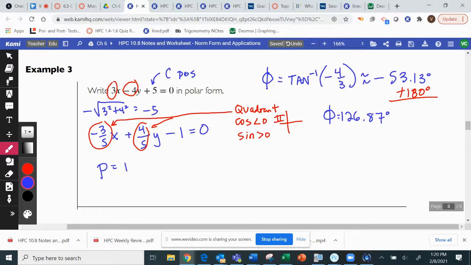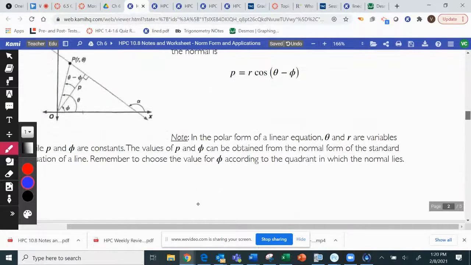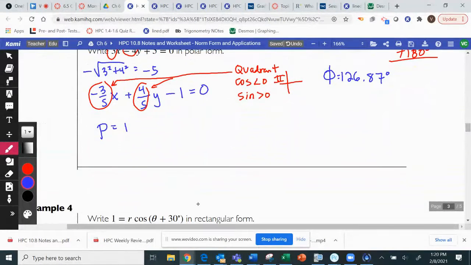So it was all the stuff we just did. Now we're just going to use this formula, which is P equals R cosine theta minus phi. So P is 1. R cosine theta minus 126.87 degrees. So that's polar form.